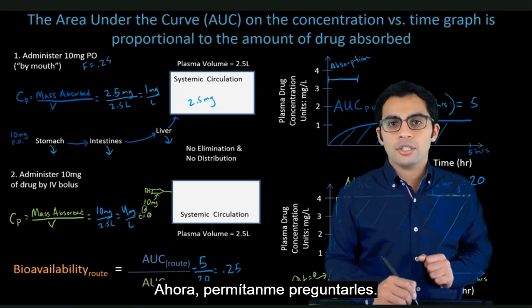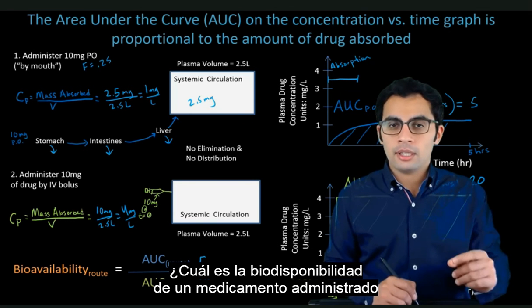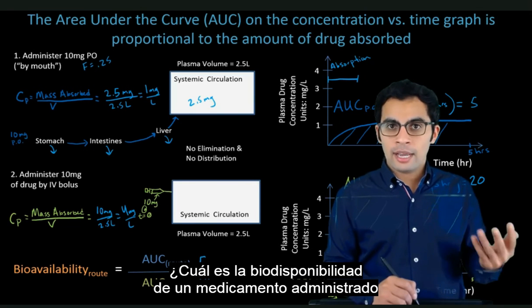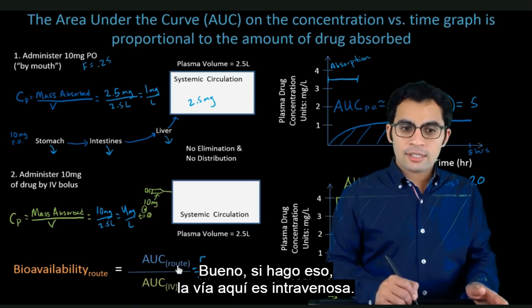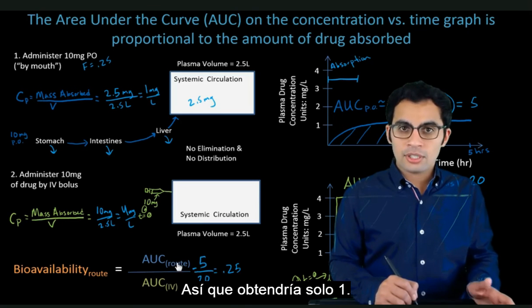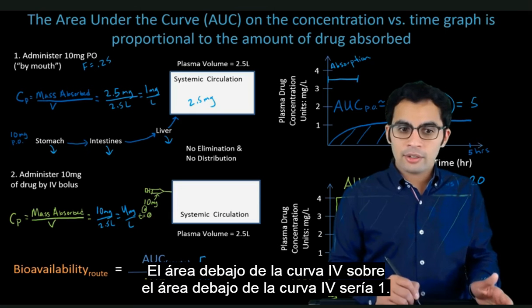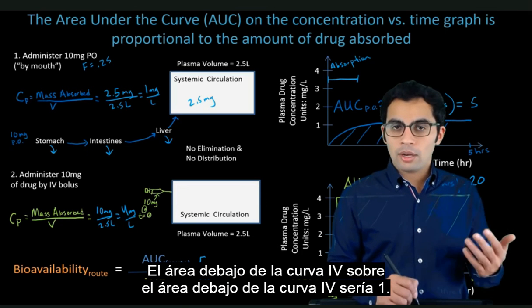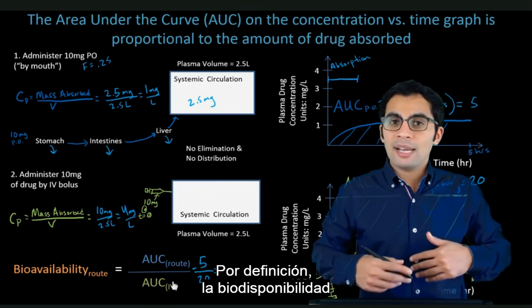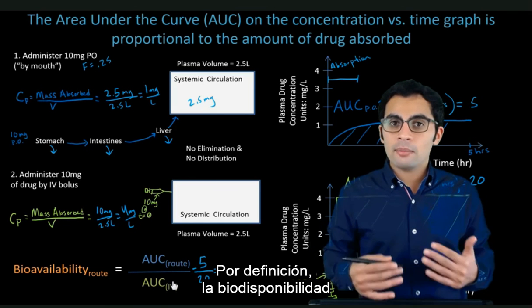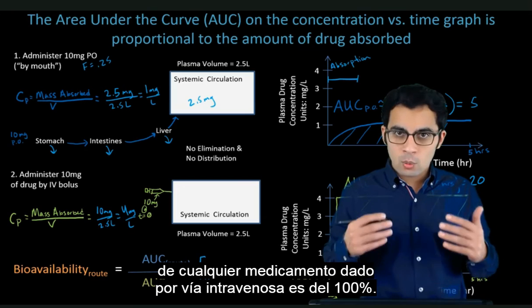Now let me ask you a question. What is the bioavailability of a drug given IV, or intravenously? Well, if I do that, the route here is IV, so I would just get 1. So the area underneath the curve IV over the AUC IV would be 1. So by definition, the bioavailability of any drug given IV is 100%.